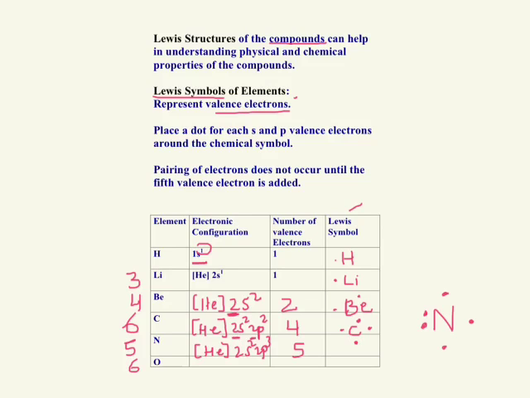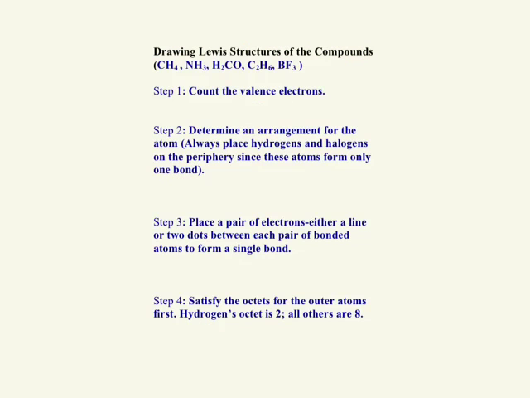Oxygen atomic number is 8. It will be helium 2s2, 2p4. Number of valence electrons are 6, and its Lewis symbol will be 1, 2, 3, 4, 5, 6. Now this is the way we draw Lewis symbols for elements, means you just draw the number of valence electrons. Lewis structures of the compounds. For that, we follow a set of rules, or a number of steps.